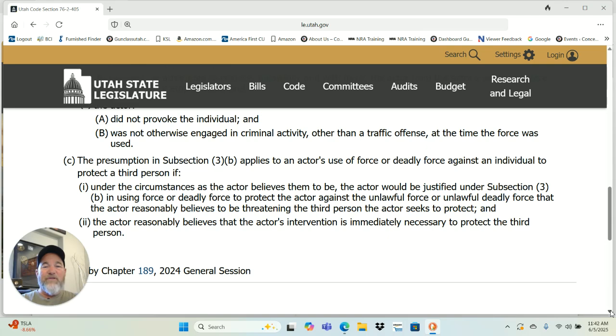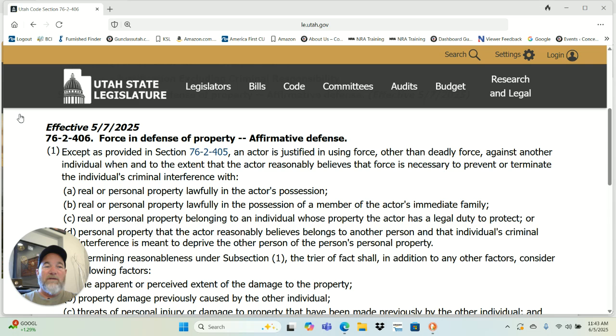The presumption in subsection 3b applies to the actor's use of force or deadly force against an individual to protect a third person only if the circumstances are present to where you reasonably believe that immediate intervention is necessary to protect third parties. Force in defense of property.